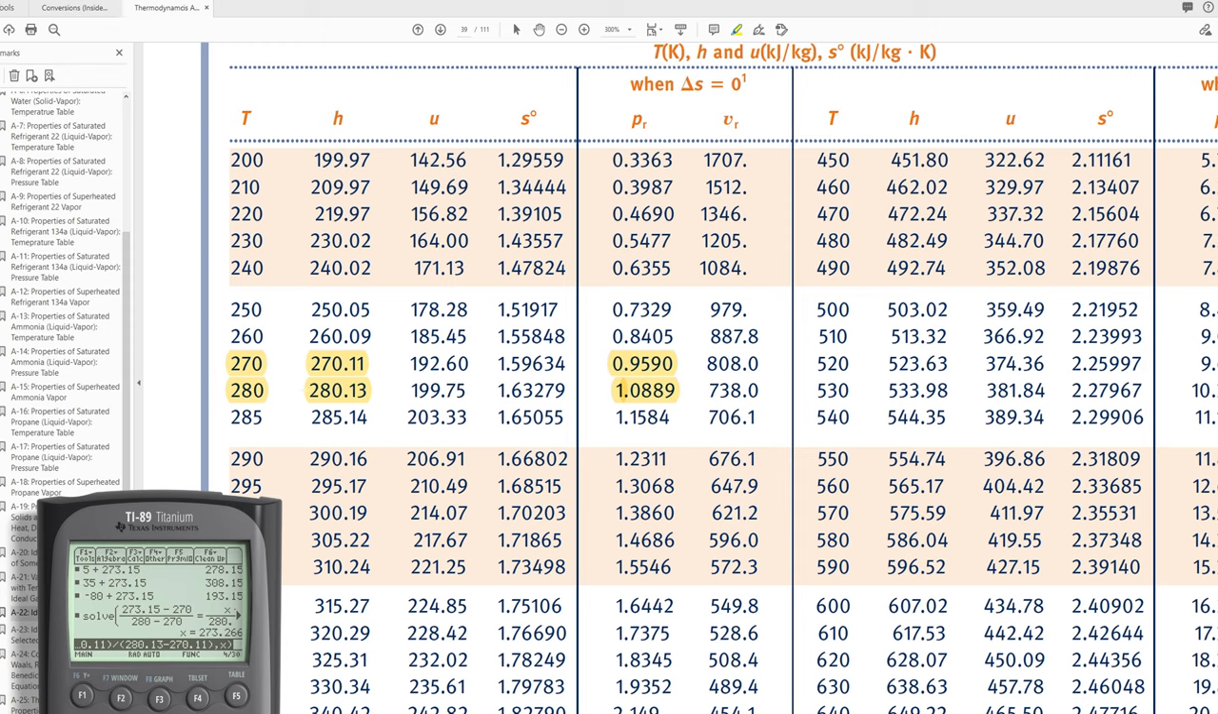And then I can do the same interpolation for PR, except I'm going to swap my enthalpies with PR terms, 0.959 and 1.0889, and 0.959, and I get 0.999919. Naturally, I'm not going to round that. I'm going to write all of them. 0.999919.